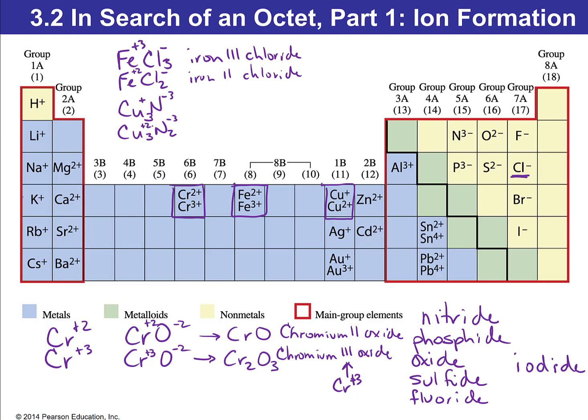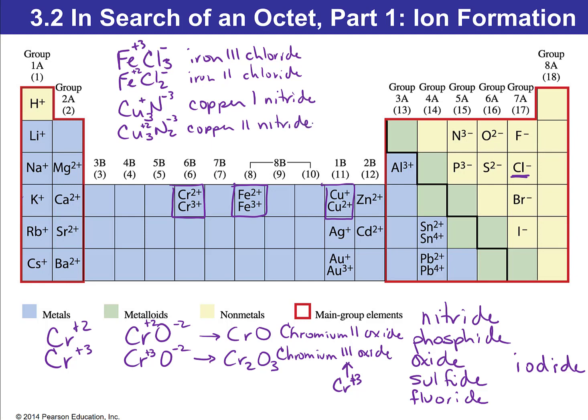The number on the nitrogen tells you the charge on the copper. The number on the copper tells you the charge on the nitrogen. So now I can name this. So Cu is copper 1 nitride. This one is copper 2 nitride.